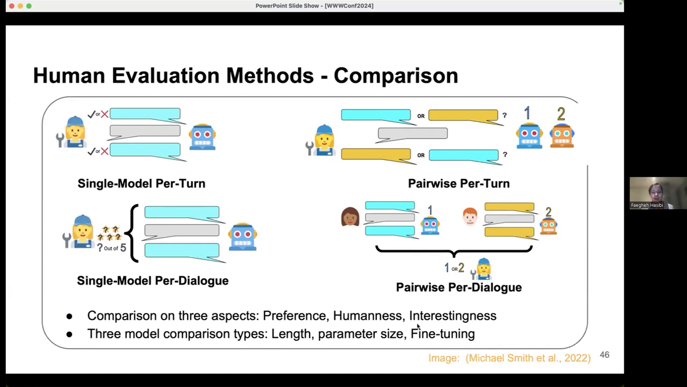There is a study that was published in 2022 that compared different methods of evaluation. They combined all different methods of evaluation together to have four different methods, and they compared them on three different evaluation criteria, which are preference, humanness, and interestingness. The human raters were evaluating on these three aspects, and they chose the conversation models in a way that makes it possible to make comparisons between different models with respect to the length of the responses that they produce, the number of parameters that the models use, and also the fine-tuning method, whether they are fine-tuned on a certain dataset or not.